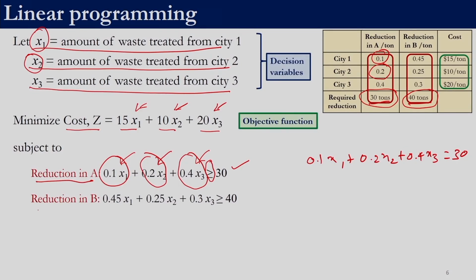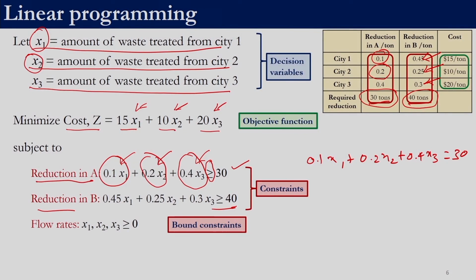So the reduction in pollutant B similarly can be done by 0.45 x1 plus 0.25 x2 plus 0.3 x3 should be greater than or equal to 40. Again the problem requires that at least 40 tons be removed. So these two are constraints. So here if we see, the objective function is linear, right, both the constraints are linear and the variables are continuous variables. So x1, x2, x3 are continuous variables. The lower bound is 0, right. So it does not make sense if we say that we will process minus 5 tons from city A, right. It has to be a positive quantity, right. So that is why we have this x1 comma x2 comma x3 is greater than or equal to 0.